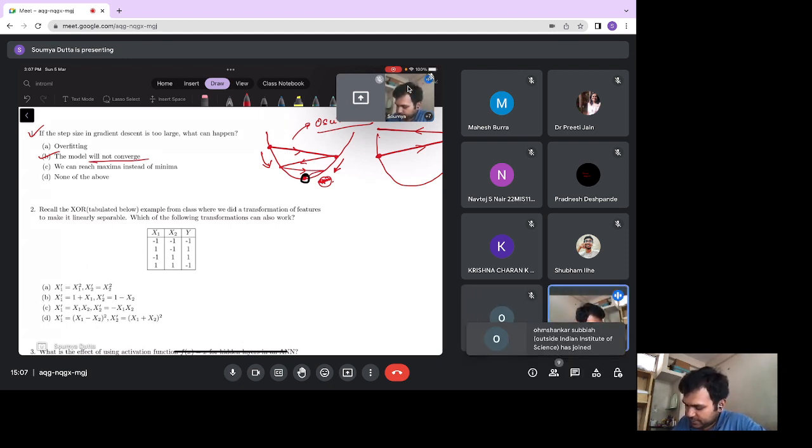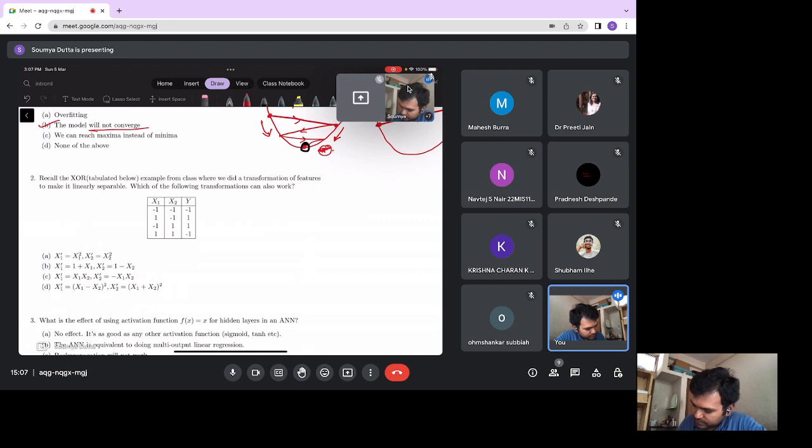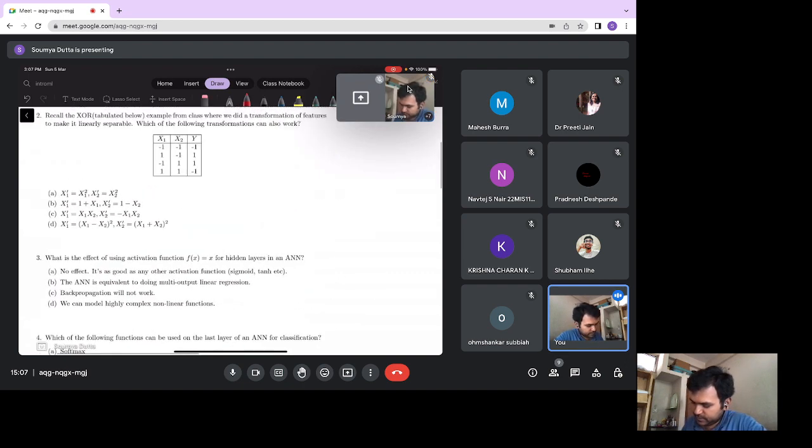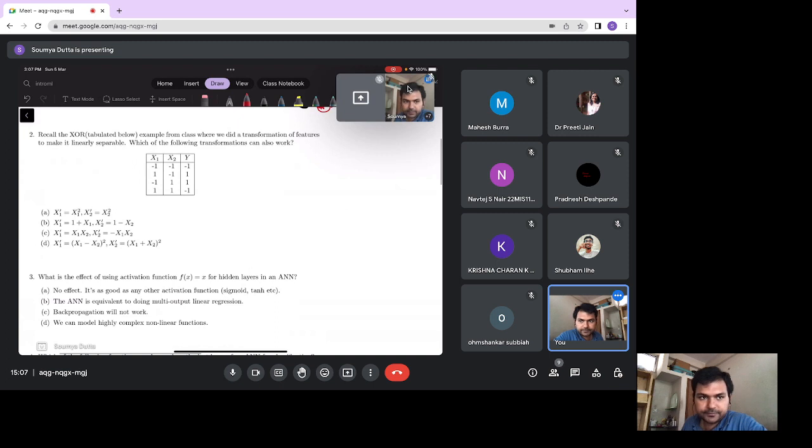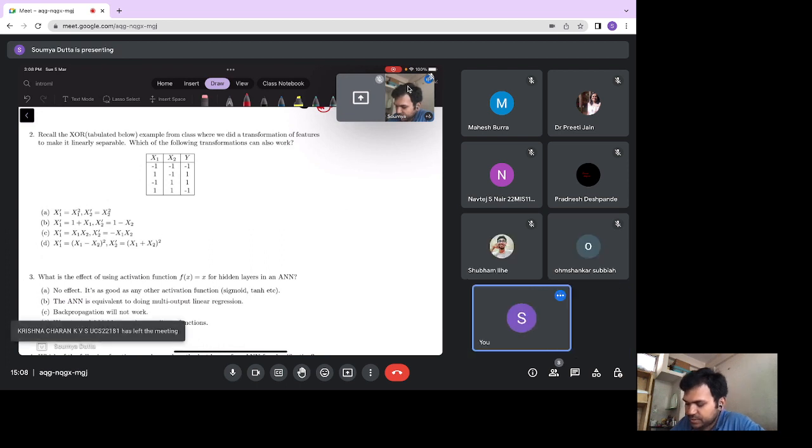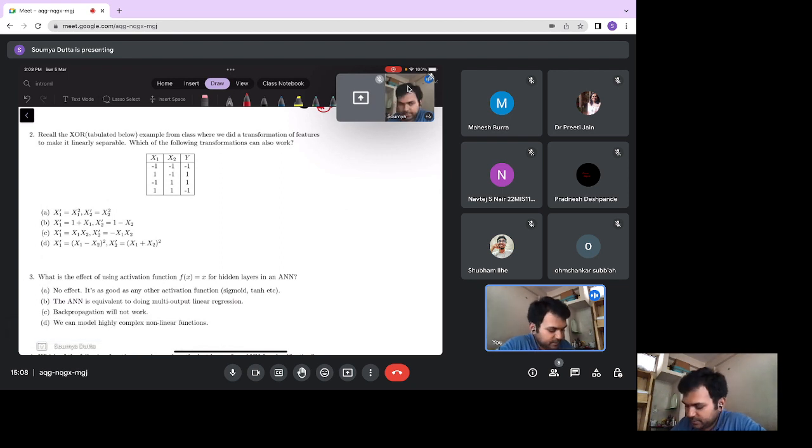Okay, so that's the first question. The second question is, recall the XOR function tabulated below. This is the truth table that has been given for the XOR function, where we did a transformation of features to make it linearly separable. One transformation of features was probably shown in the class. Which of the following transformations will also work? There are 4 given transformations, and we have to say in which of the cases these 4 points become linearly separable based on their class. So let's go over them one by one.